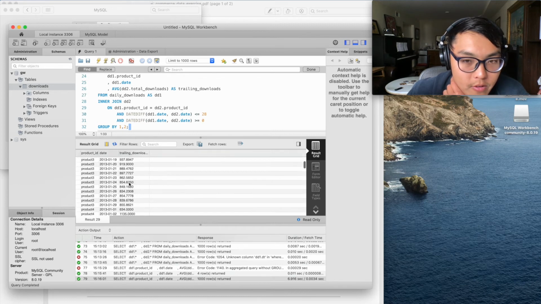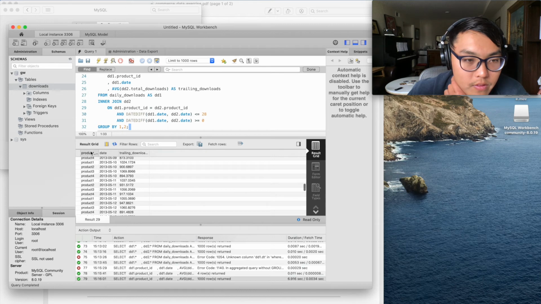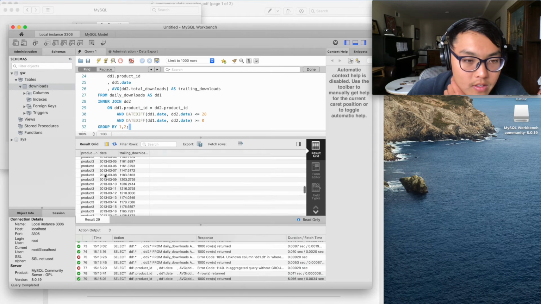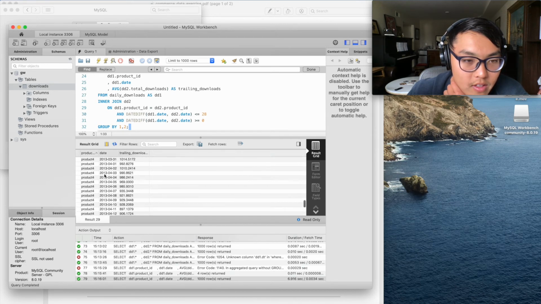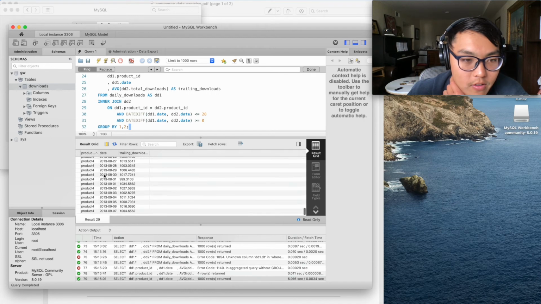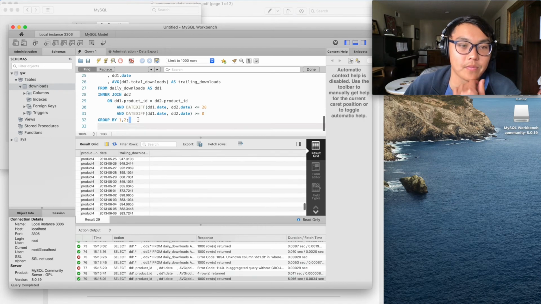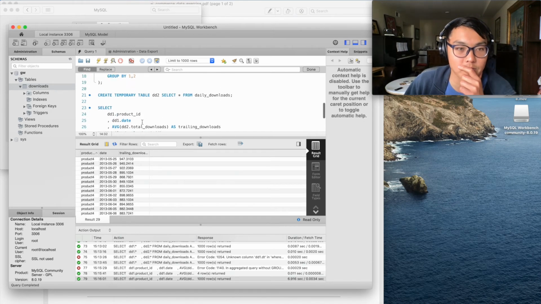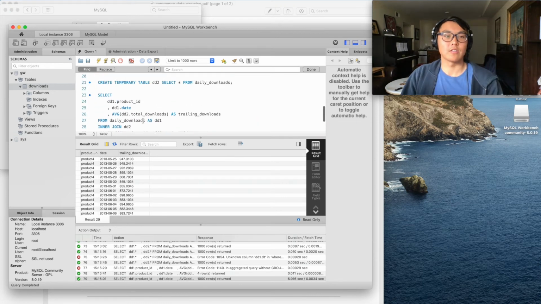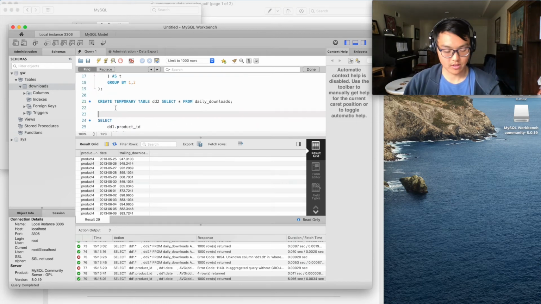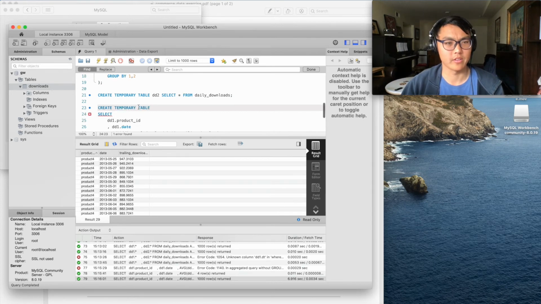See, we had this all the way for a while. And if we order it, we can see that it continues to keep on going by date as well. Okay, so awesome. So now we can actually create this into its own temporary table because we have to reference it again. Very annoying, I know. Trailing downloads.